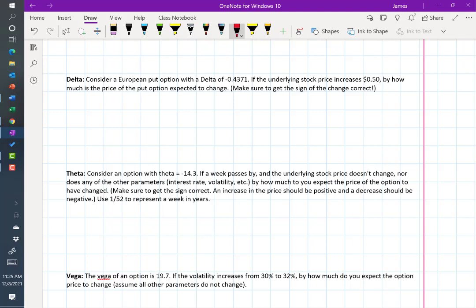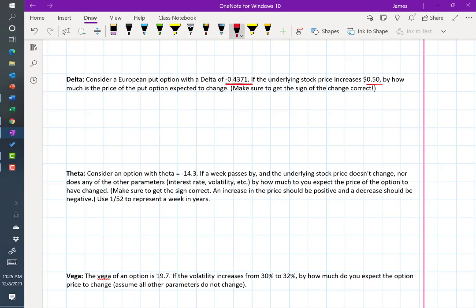Okay. So anyway, consider a European option with a delta of minus 0.4371. So this is a put option. If the underlying stock price increases by 50 cents, by how much is the price of the put option expected to change? And I have here, make sure to get the sign of the change correct.